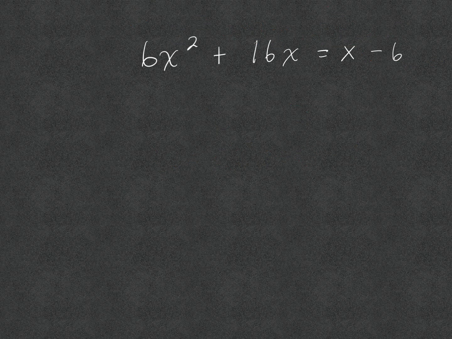Hey there, 6x squared plus 16x equal to x minus 6. Again, set it equal to 0. So what do we do?